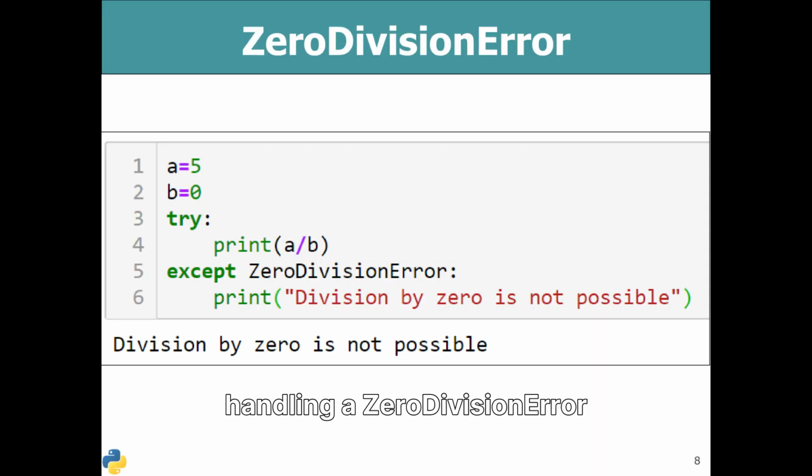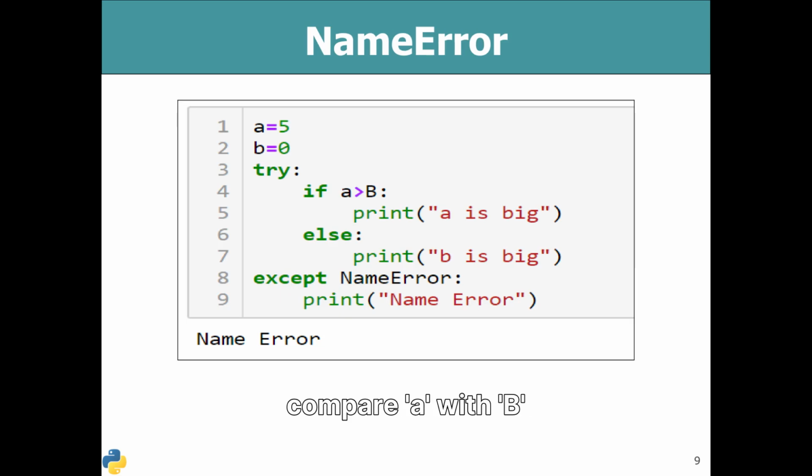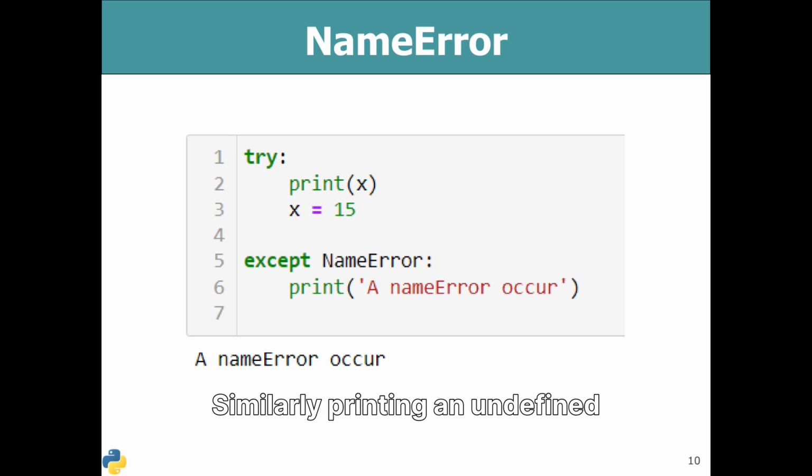Here's an example of handling a zero division error. The try block attempts division, and the except block catches the error, printing a user-friendly message. For name error, if we compare a with b without defining b, the except name error block executes, informing us of the issue. Similarly, printing an undefined variable, x, triggers a name error caught by its corresponding except block.